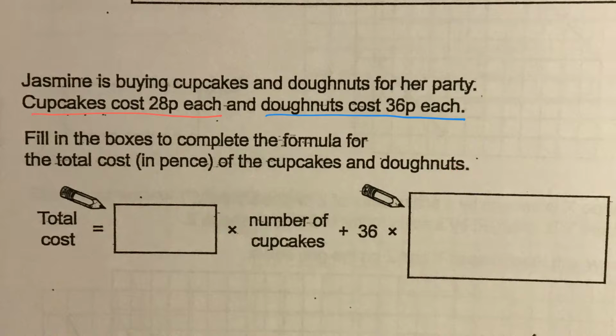Now the question is, fill in the boxes to complete the formula for the total cost in pence of the cupcakes and donuts. Now the total cost equals something times the number of cupcakes. Well, the number of cupcakes cost 28p. Therefore, here, the number needs to be 28. Plus 36 times something. 36 represents the price of the donuts. So here, we need to have the number of donuts. And that's it, we're done. The total cost is 28 times the number of cupcakes plus 36 times the number of donuts.